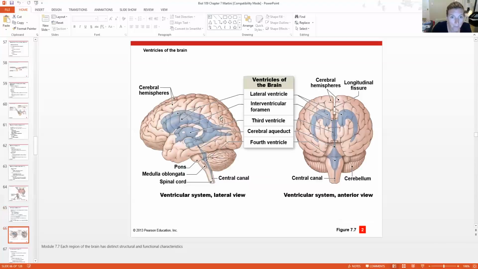Here you see them, our lateral ventricles in our two hemispheres, our interventricular foramen, followed by the third ventricle, and then the cerebral aqueduct.